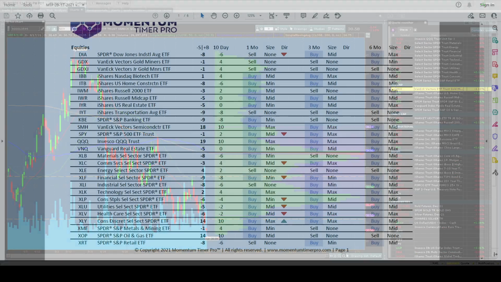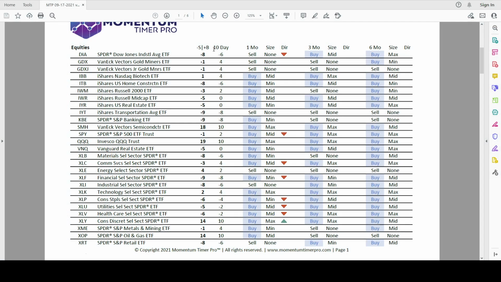We know the old version of MTP, which the formula underneath didn't change. Just add the 1 and 6 month signals. How about GDX, GDXJ? No positions except GDX on a 6 month window as a minimum. I imagine that's going to go away, well, pretty soon. It would be my hunch.